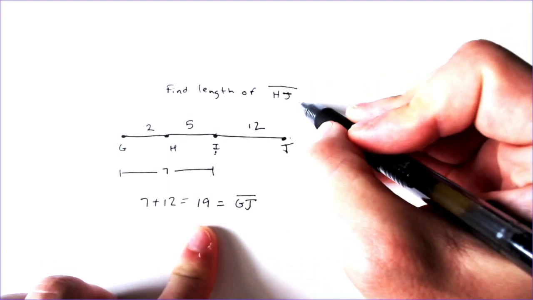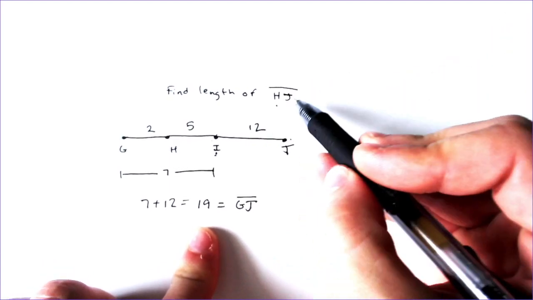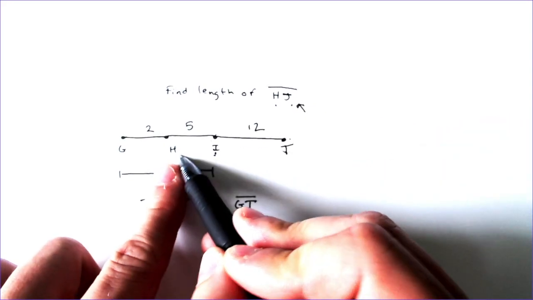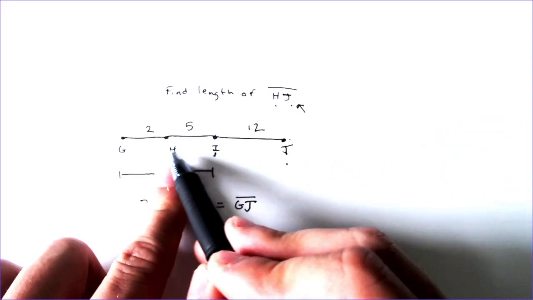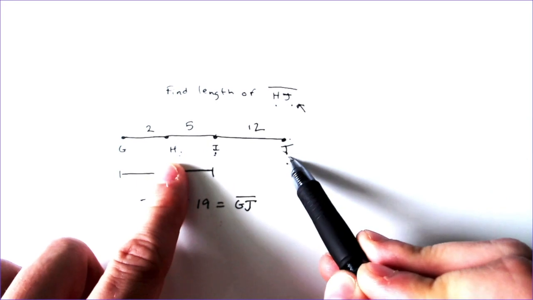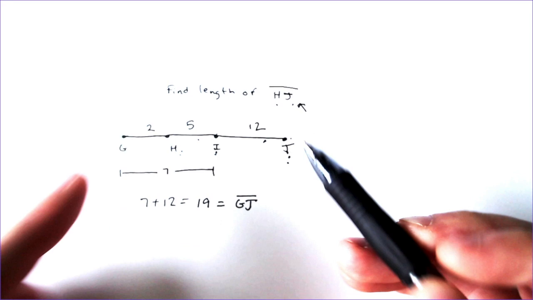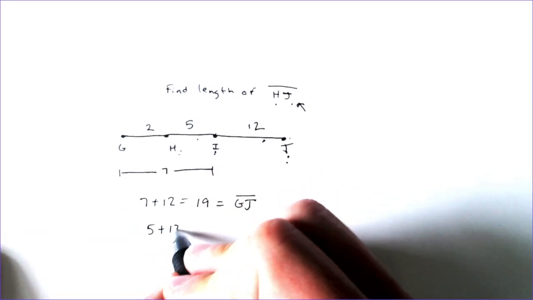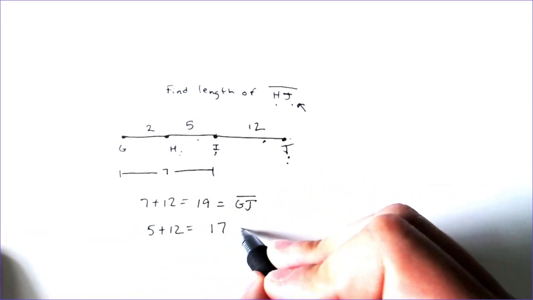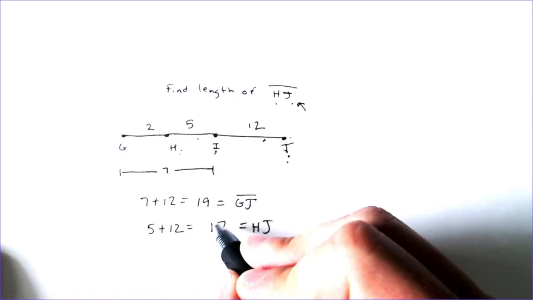We're actually asked to find what is H to J. Well, here we have an H and there we have the J. How much is it from H all the way to J? That would be 5 and 12 put together. Well, what is 5 plus 12? That would be 17. So that means that HJ is apparently 17 units long.